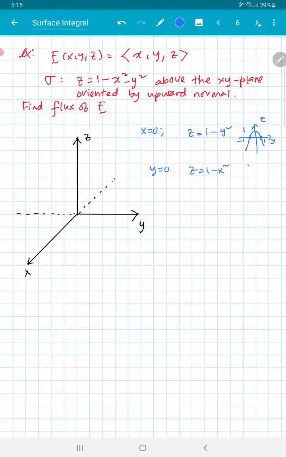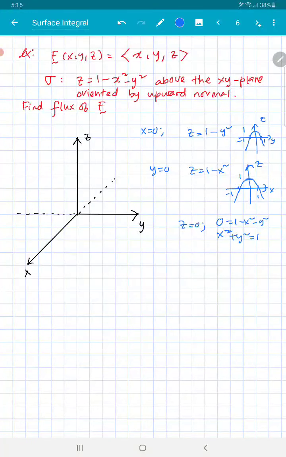So this would be a view from the side. We have x and z, and again we have a parabola open downwards, intersecting the x-axis at 1 and negative 1. And when z is 0, we have 0 is 1 minus x squared minus y squared. Rearrange the equation, then we can see that this is an equation of a circle of radius 1 centered at 0, 0.